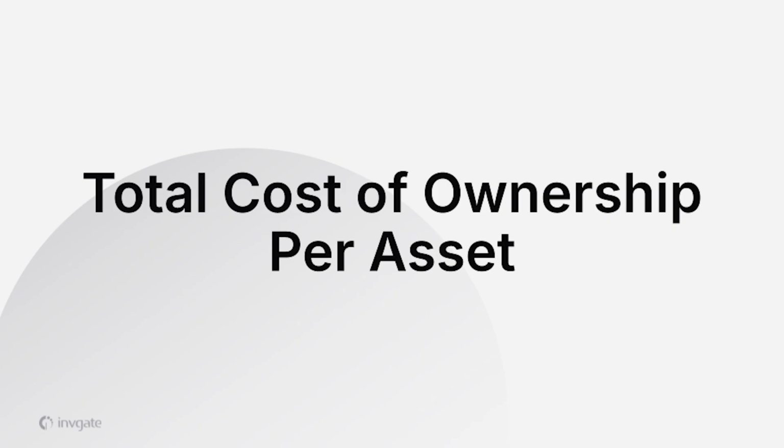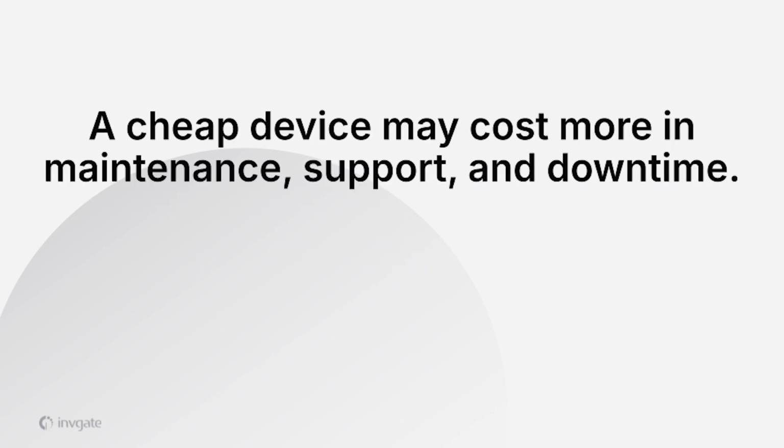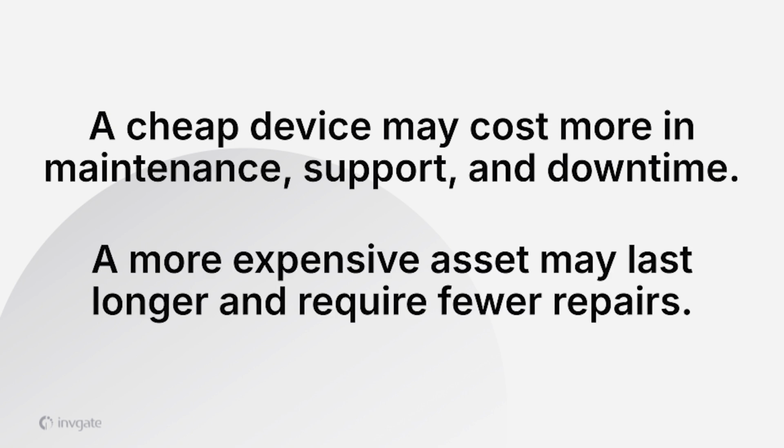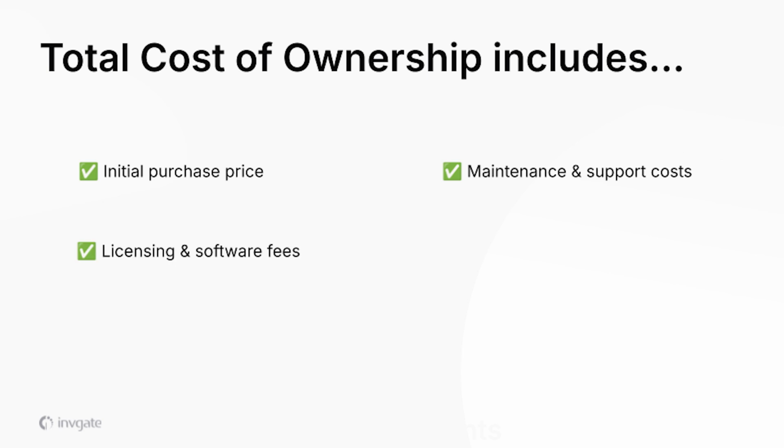Number 2, total cost of ownership per asset. Every asset has a price tag, but the purchase price is just the beginning. This matters because a cheap device might cost you more in maintenance, support, and downtime, and a more expensive asset might last longer and require fewer repairs, making it the better investment. Of course, every case is different. Now, total cost of ownership includes the initial purchase price, the maintenance and support costs, the licensing and software fees, energy consumption, and end-of-life disposal costs.